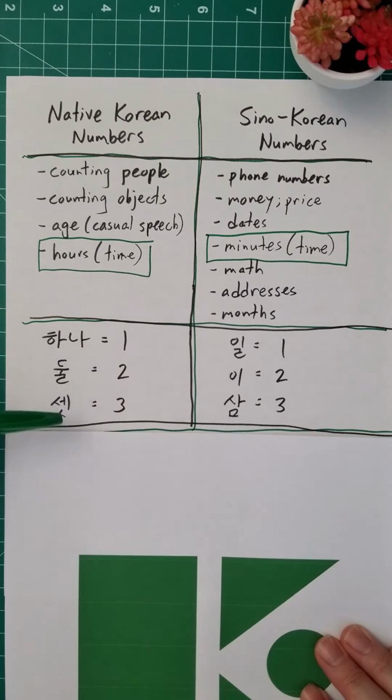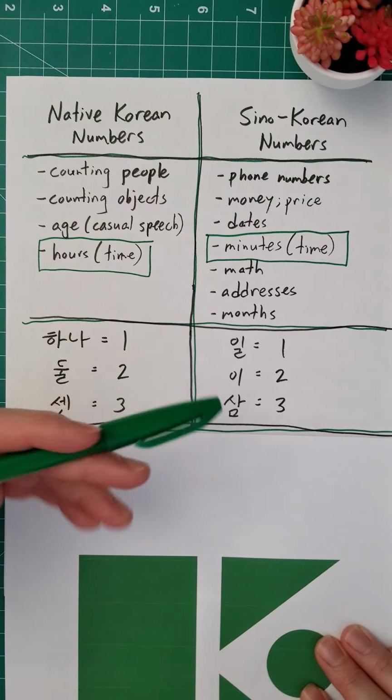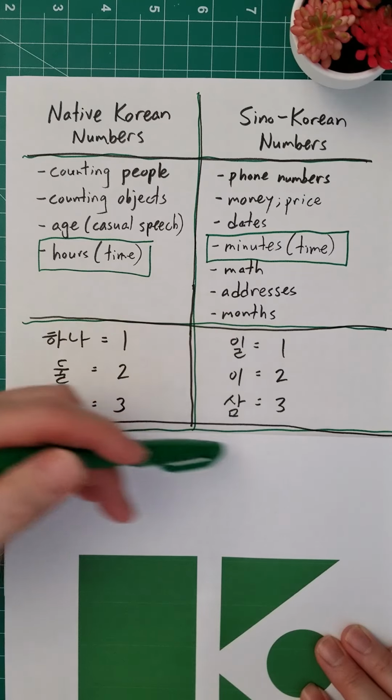Now the native Korean numbers in its base form are 하나, 둘, 셋, but they do change form quite often. But the Sino-Korean numbers are pretty easy. They pretty much stay the same no matter what.